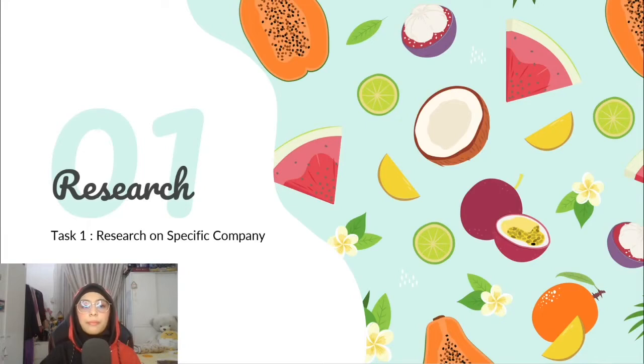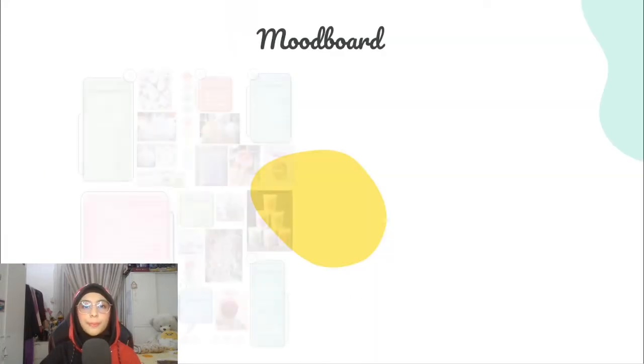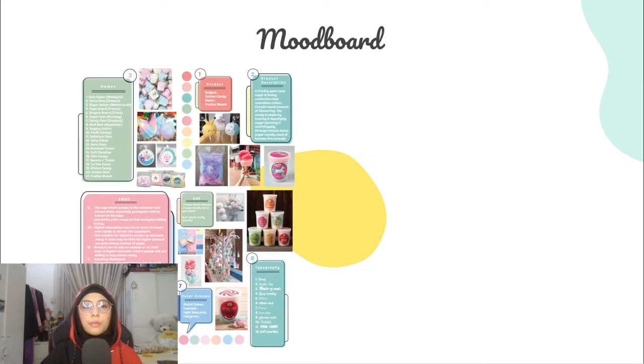Research number 1. Moodboard. The moodboard starts with the product. The subject I chose is cotton candy and I named it Fruity Bloom. Product description: a freshly spun cane sugar and honey confection that resembles cotton and contains a small amount of flavoring. The candy is made by heating and liquefying sugar, then spinning it.